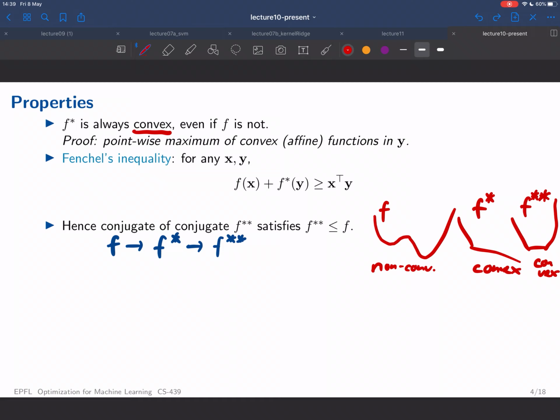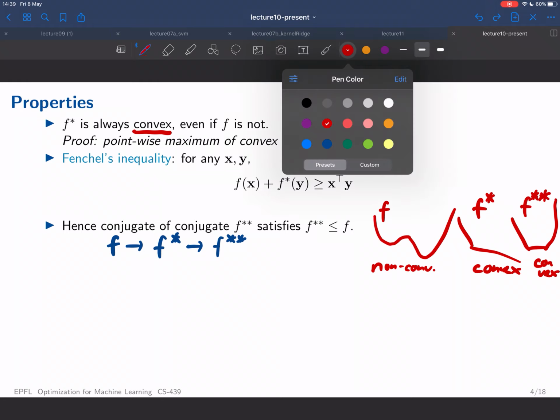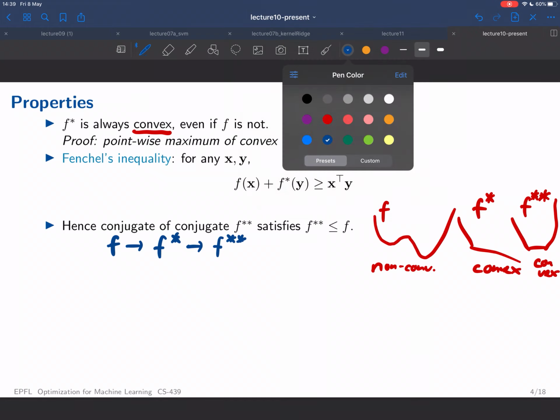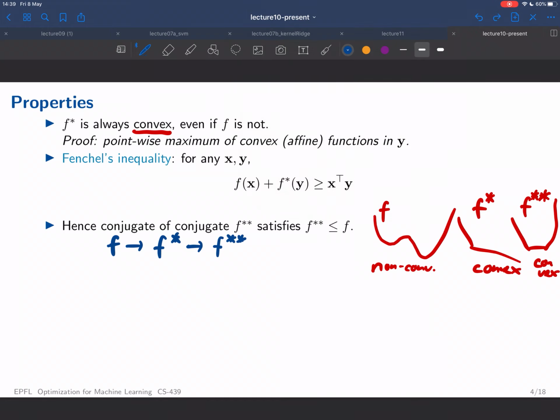And why is that? We should better prove what we claim here. It is pretty clear that it's convex because we just proved it before, and if you do it twice, it's still going to be convex. What I want to discuss briefly is this property here, that it's also the case that it's lower than the original f.